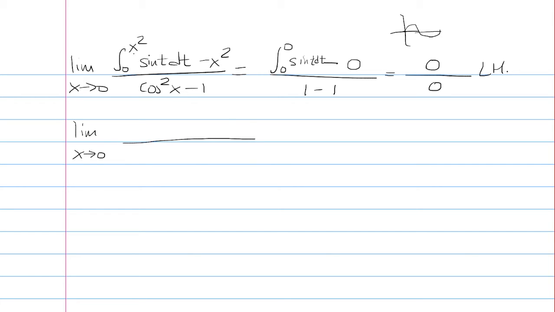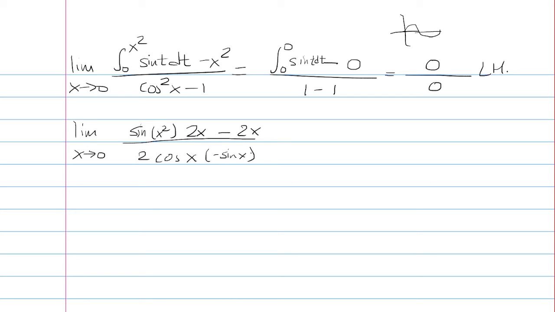So the derivative of the top, we have to use the fundamental theorem of calculus by plugging in x squared for t, and then the chain rule says take the derivative of x squared. The derivative of x squared is 2x. Now take the derivative of cosine squared. You have to use the chain rule here, which means you bring down the exponent, keep the inside the same, and then take the derivative of the inside.